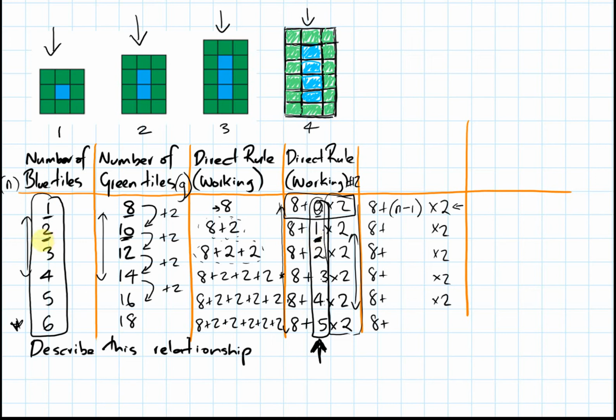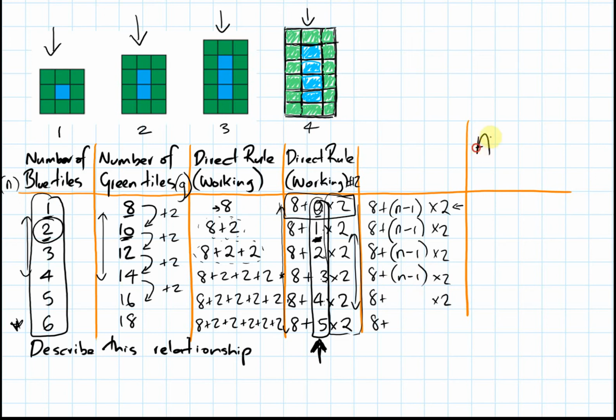The number of blue tiles is 2. So what will also go in the brackets here is N minus 1. When N is 2, which is here, 2 minus 1 is 1, which is what I get in this direct rule. So my rule ends up looking like this.